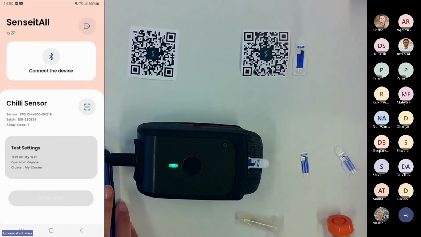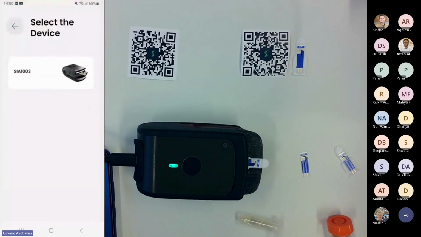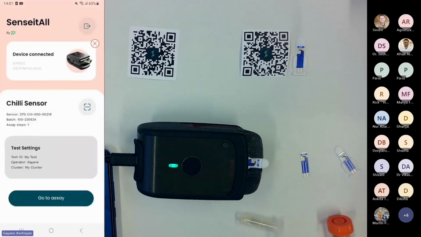I'll connect the Bluetooth, click the Bluetooth icon, and then I will see all available devices. Now I see the SenseTalk 1003 is available, so I will click on it to connect. This will take a couple of seconds, and we see the serial number of the device, and also the MAC address of the device.